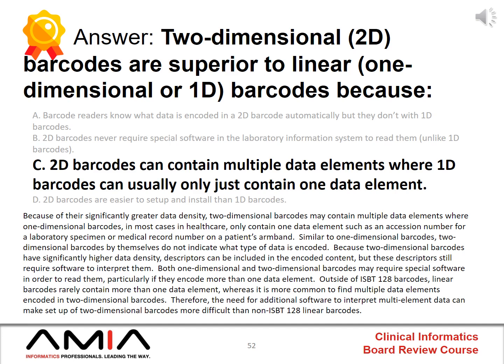1D barcodes, on the other hand, almost never contain multiple data elements unless you're talking about ISBT 128 barcodes, and therefore 1D barcodes are far less likely to require special software in order to decode them. The reason why answer D is incorrect is because 1D barcodes are actually easier to set up and install than 2D barcodes, as we previously described.